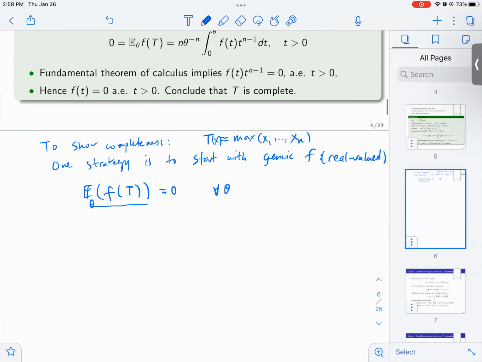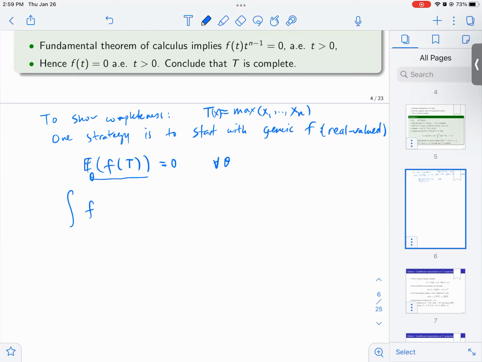So this is what happens here, for example. If I want to write this expectation, I can do the integral of f of t times p theta of t dt. This is the density of T under the model. Bad notation, but if you want, you can put a tilde here. This is not the original density of the x's, this is for T. So this would be equal to 0. You can see now that this holds for all theta. This gives you a lot of equations that have to hold for f. Then you want to prove that f is 0.